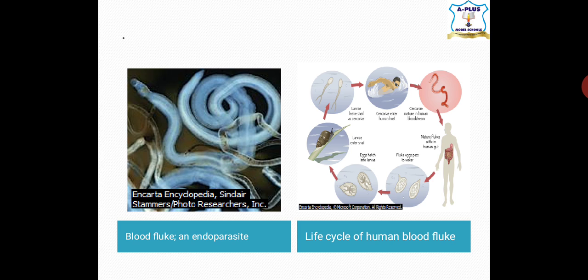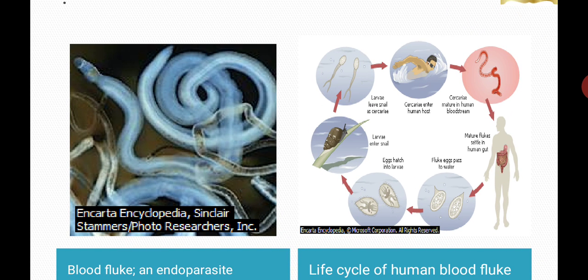You can see mature flukes settle in the human gut. Then, if you move closer and look at the diagram, you will see that the fluke has eggs. So when the human passes excreta or urinates, the eggs come out of the body system, and the egg hatches into the larva.